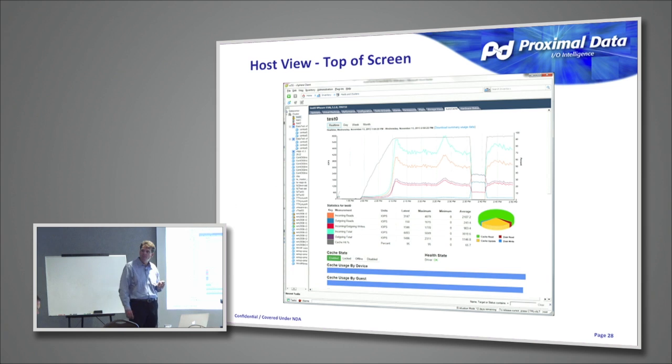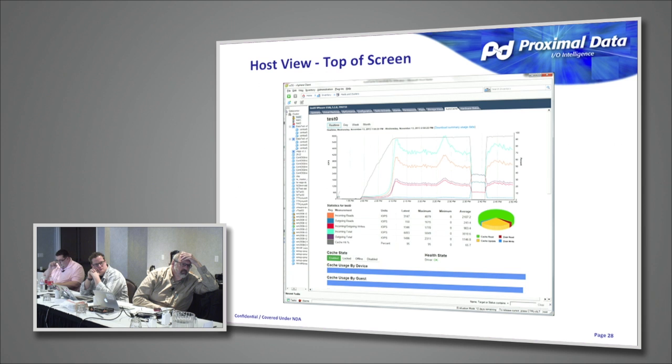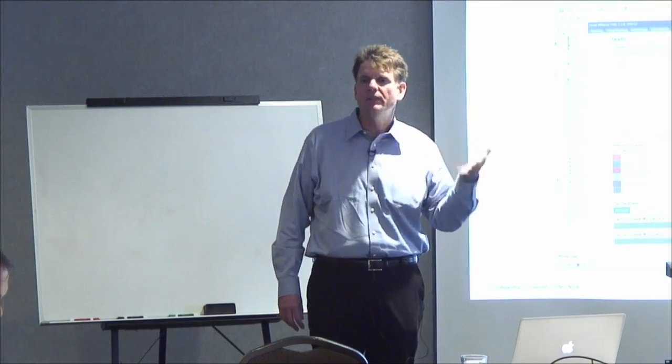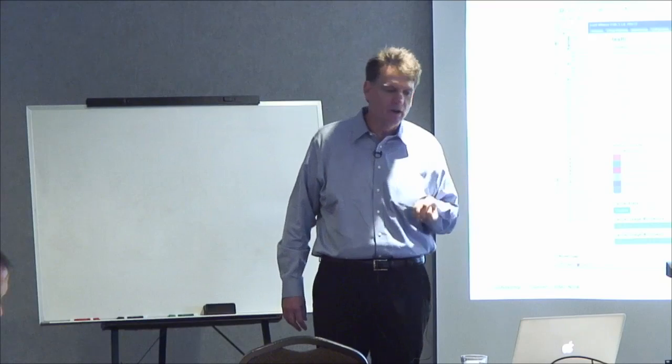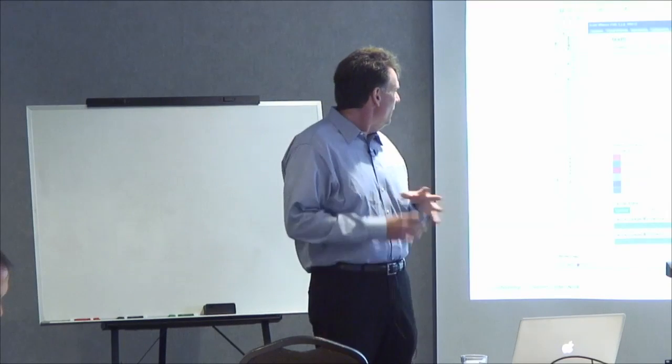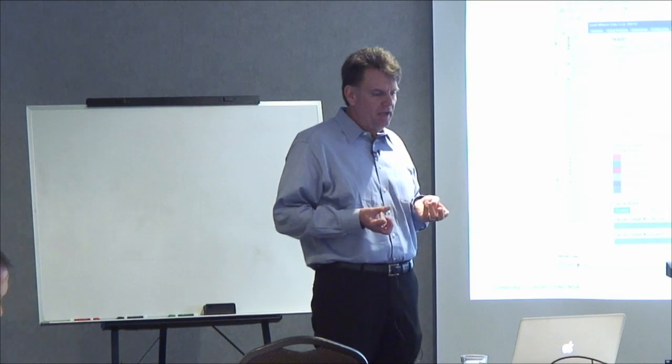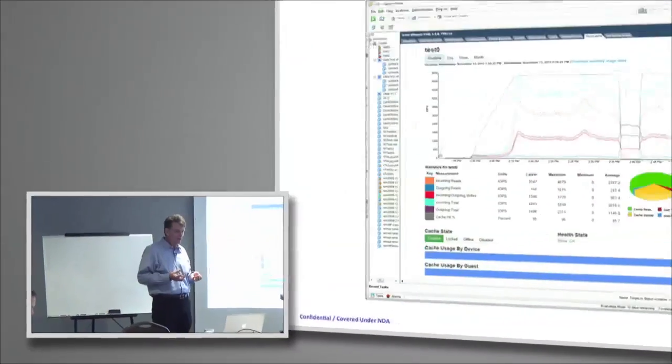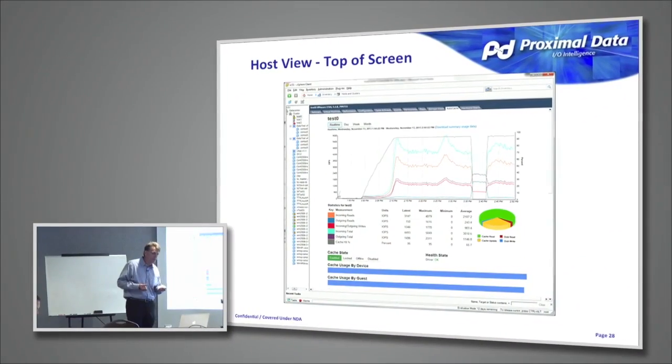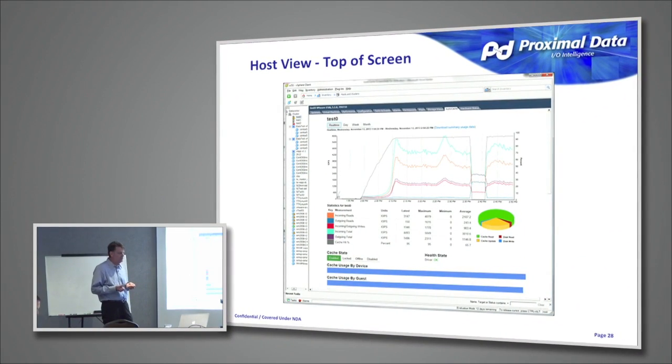You support multiple PCIe cards or multiple SSDs in a server? Yes, we do. And in fact, you can concatenate as much storage as you carve out for your cache, and we will essentially spread the load evenly across them. The bottom bar chart is cache usage by guest. This allows you to see which guests are using what percentages of the cache resources.